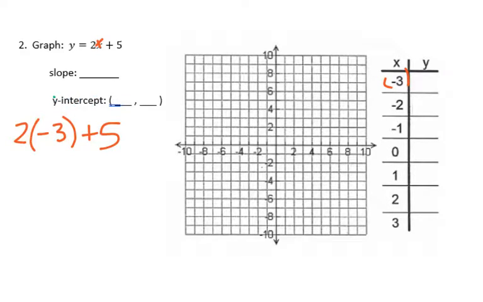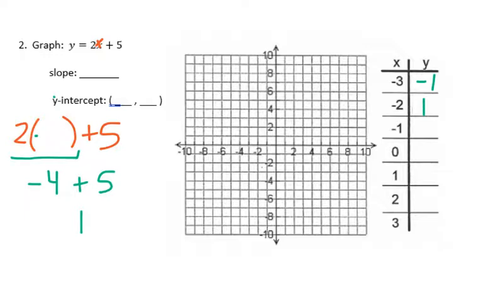So if I evaluate this using order of operations, this is going to happen first. 2 times -3 is -6, and then to that I'll add a 5. So that means that one of my first coordinates is (-3, -1). Then if I do this same set of operations again, but instead in here I put a -2, evaluating that, you get -4 plus 5, and so your next coordinate is (-2, 1).